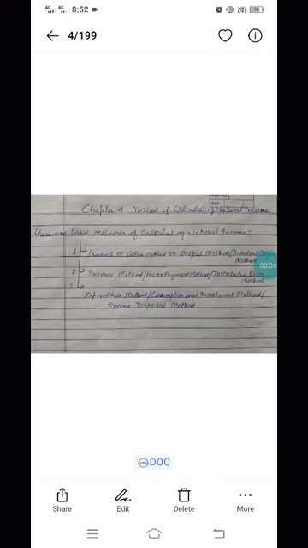Students, we will discuss our third chapter, National Income and Related Aggregates. And today we will discuss our fourth chapter, methods of calculating national income.